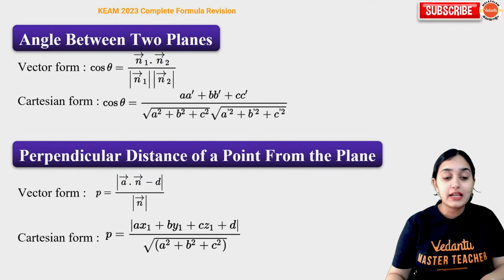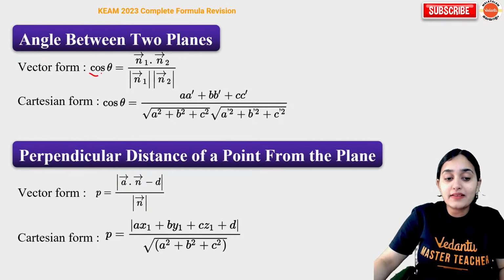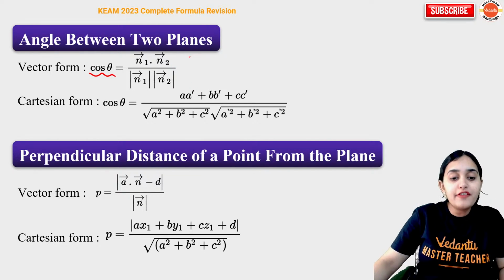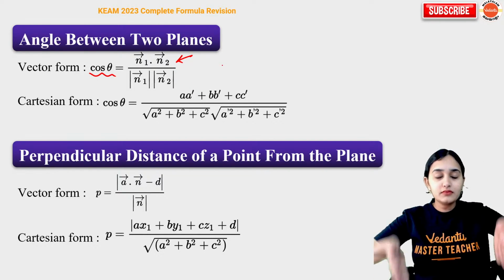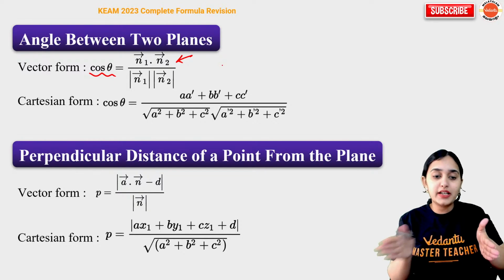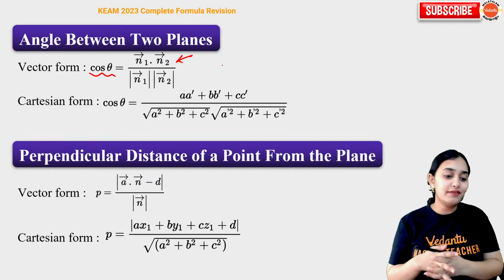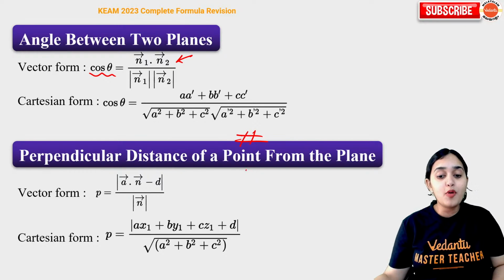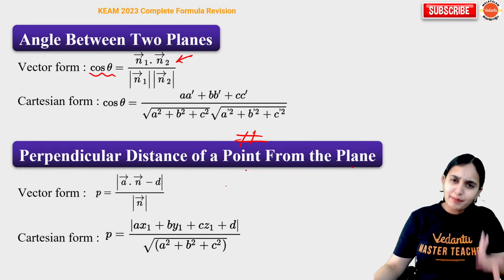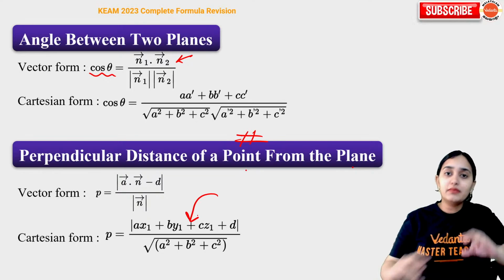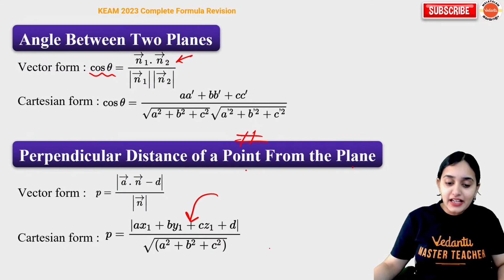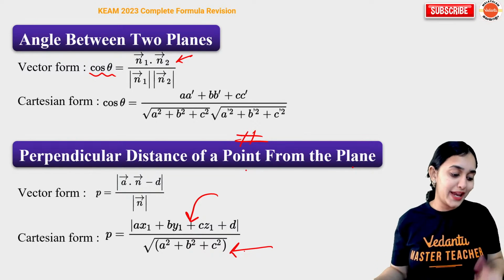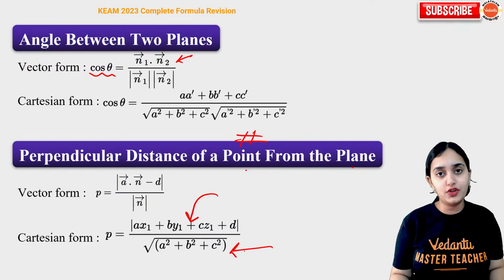Next, the angle between two planes is given by cos theta of their parallel vectors' dot product divided by the mod of the parallel vectors. Next, important is the distance of a point from a plane. Simply put the point in the plane equation and divide it by the square root of the sum of squares of the coefficients. That's it. That's all you have to do.